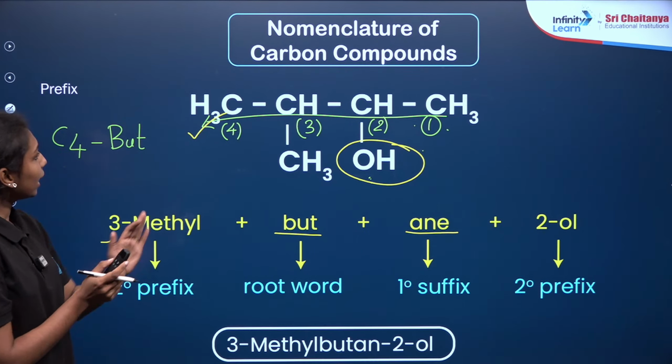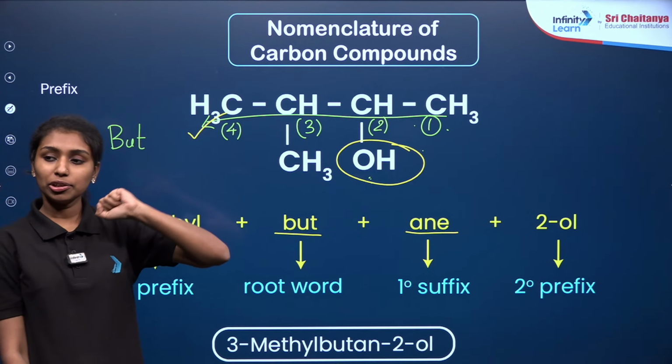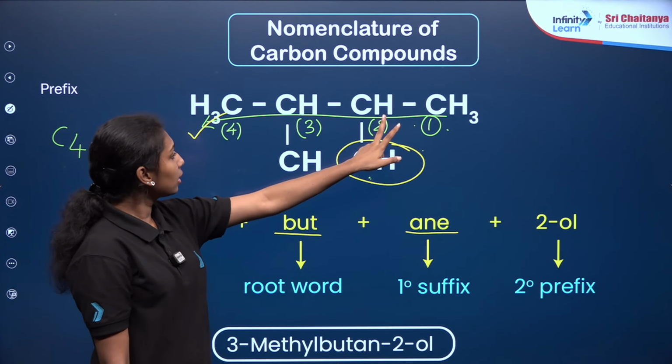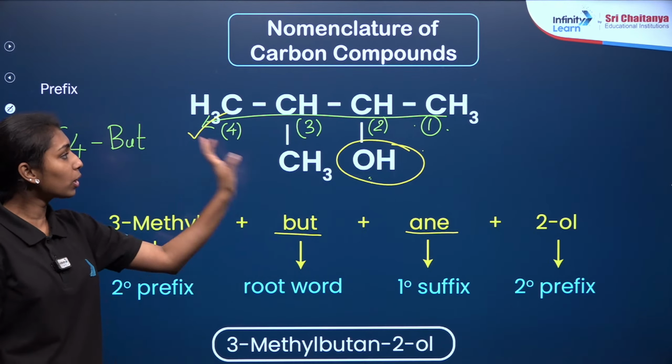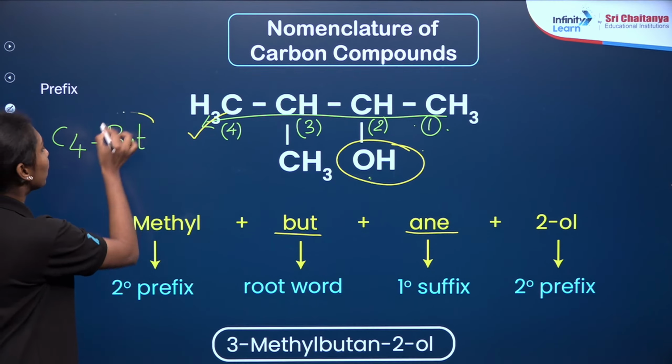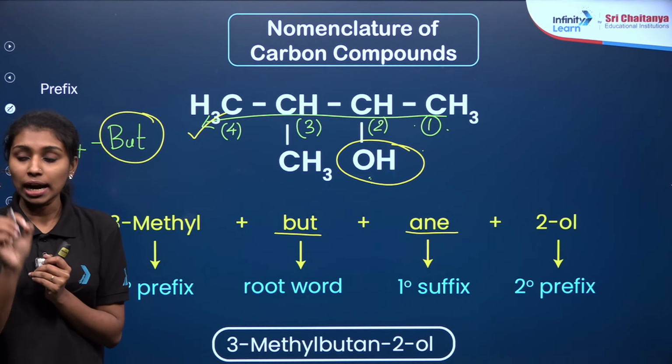Okay, let me start once again. If you are taking this compound, what do you need to do? First, we need to find out the longest chain. So I am starting from here. So I see that 4 carbons are present. So this will be the 4 carbon compound. No doubt, right? So 4 carbon compound means but. But will be the root word there. Then we need to start the numbering there.